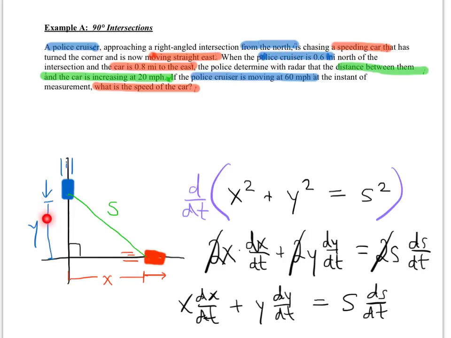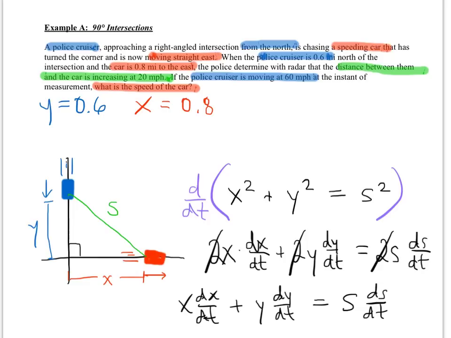Well, this variable represents how far the police car is from the intersection. If your units are miles, then it's not going to be a rate, you guys. This is going to be our value for y. That'll be 0.6 miles. Now they tell you that the car is 0.8 miles to the east. What variable is that? Well, again, a distance here is going to be represented by the variable x. So we will say that x equals 0.8 miles.